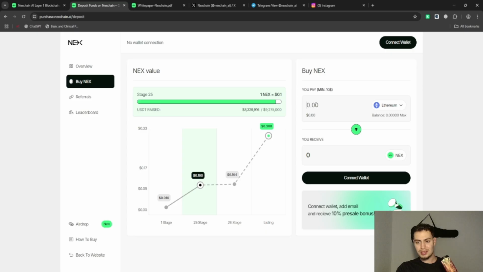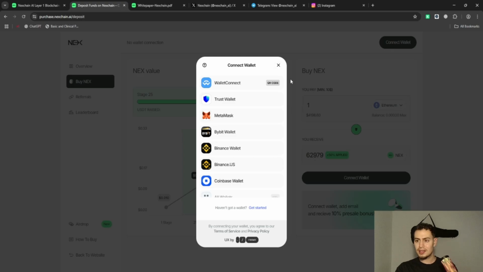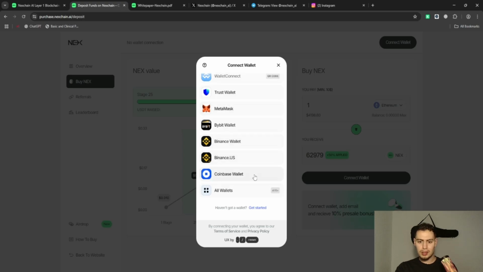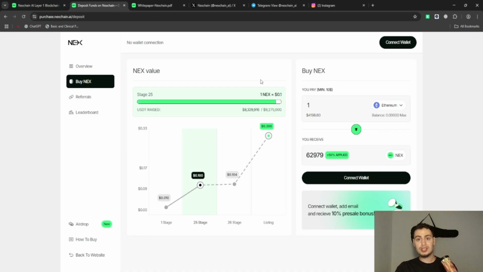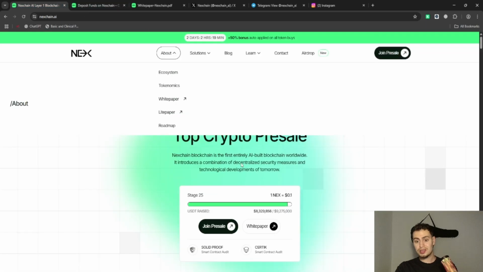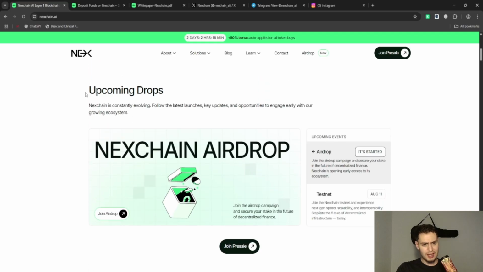And of course you can see here that with one Ethereum, for example, you can buy this many NEX, guys. 50% is applied. They also give 10% bonuses if you connect your wallet, guys. So don't forget, like I said, right above, you can see connect wallet, guys. So you can choose Binance, Binance US, MetaMask, Coinbase wallet, all wallets. They have everything, guys. So you can see their team partnering are very serious, because these are bigger crypto wallet apps and programs.